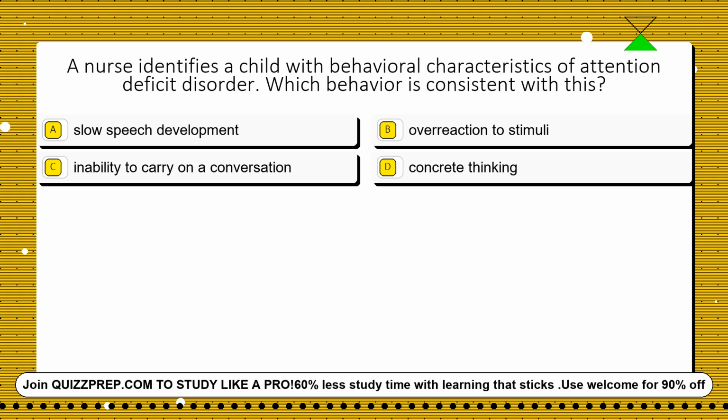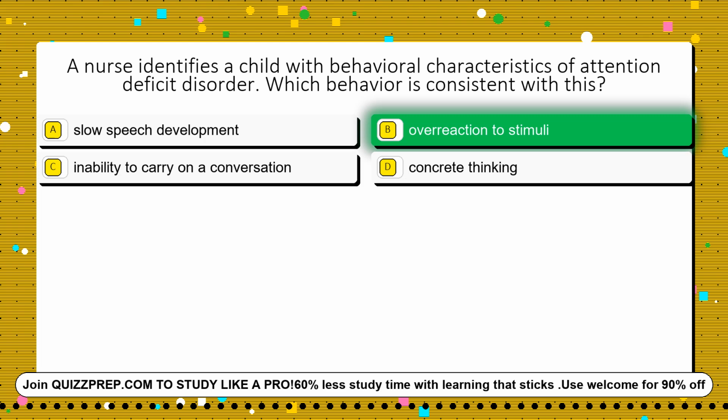Question 36. A nurse identifies a child with behavioral characteristics of attention deficit disorder. Which behavior is consistent with this? Option A, slow speech development. Option B, overreaction to stimuli. Option C, inability to carry on a conversation. Option D, concrete thinking.